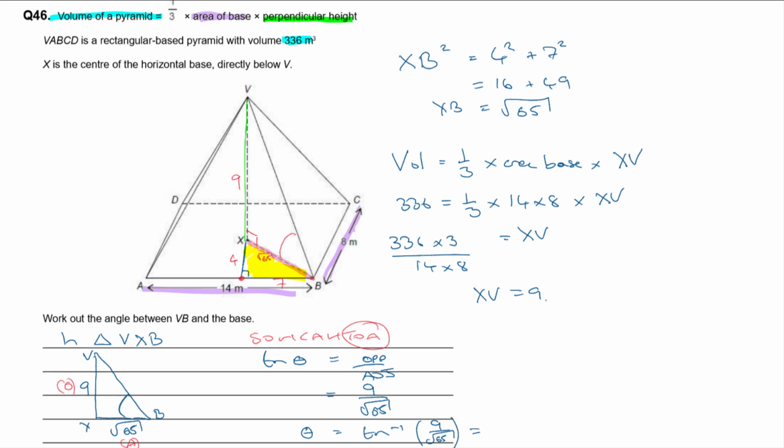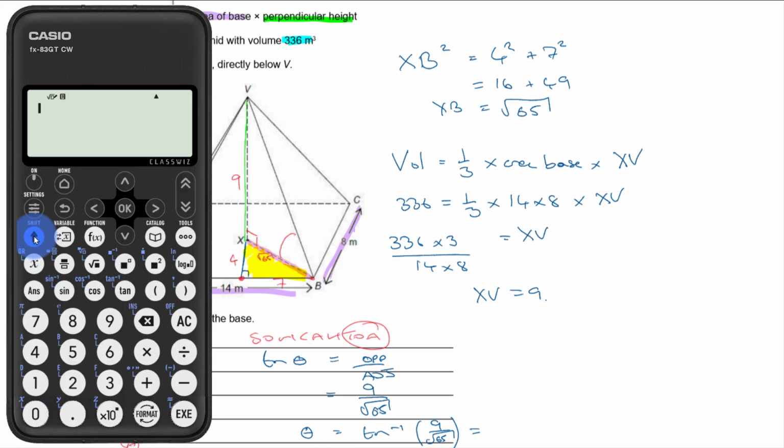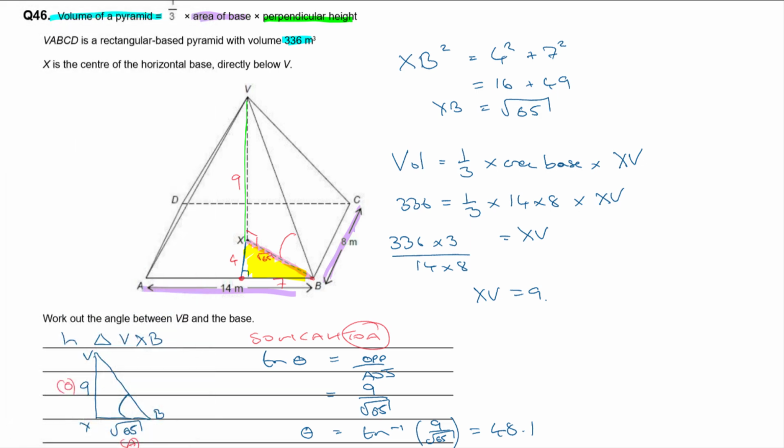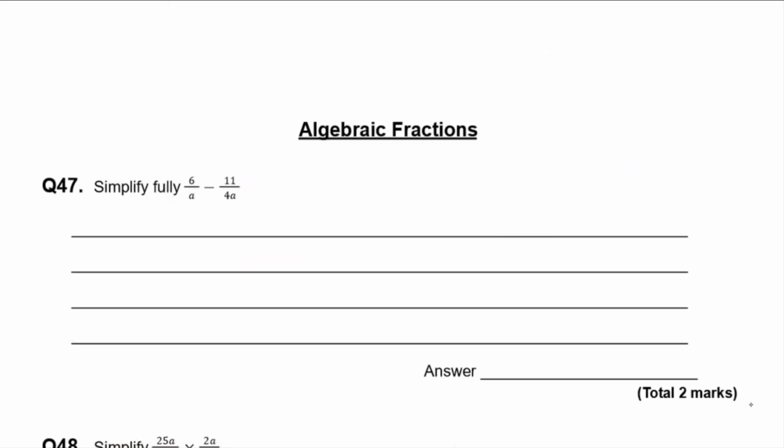Okay, so then typing that into the calculator, shift tan, 9 over the root of 65. What is that then? Close bracket. Don't know if it matters. Let's do it anyway. 48.1 apparently. 48.1, and that's our answer then. That is the angle we're trying to find, isn't it? That is the angle between VB and the base. Okay, so it's 48.1.